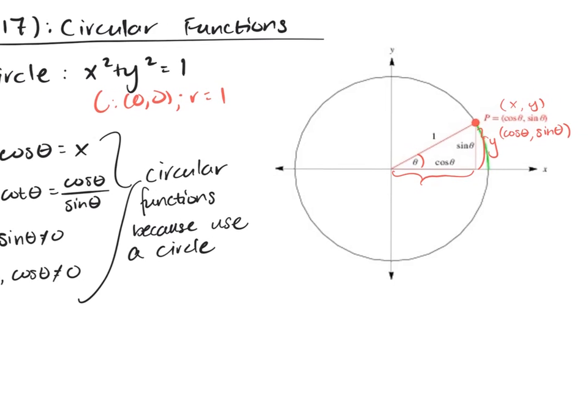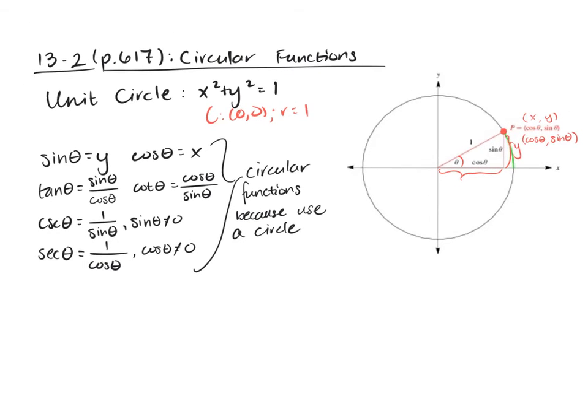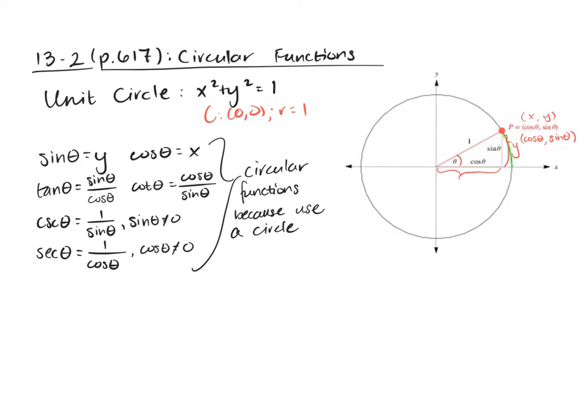So this then redefines our trig functions, just a little bit, not a lot. And they redefine as such. Sine theta is equal to y, cosine theta is equal to x for points that are on the unit circle. Tangent theta is equal to sine theta over cosine theta. Cotangent theta is cosine theta over sine theta. Cosecant theta is 1 over sine theta, granted that sine theta does not equal 0. And secant theta is equal to 1 over cosine theta, again, only if cosine theta is not equal to 0. These are called circular functions because they use a circle, in this case, the unit circle.